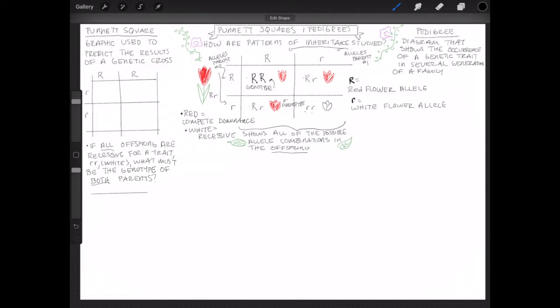Okay, so let's talk a little bit about probability. What is probability? Well, probability is the likelihood that a possible future event will occur in any given instance of that event.